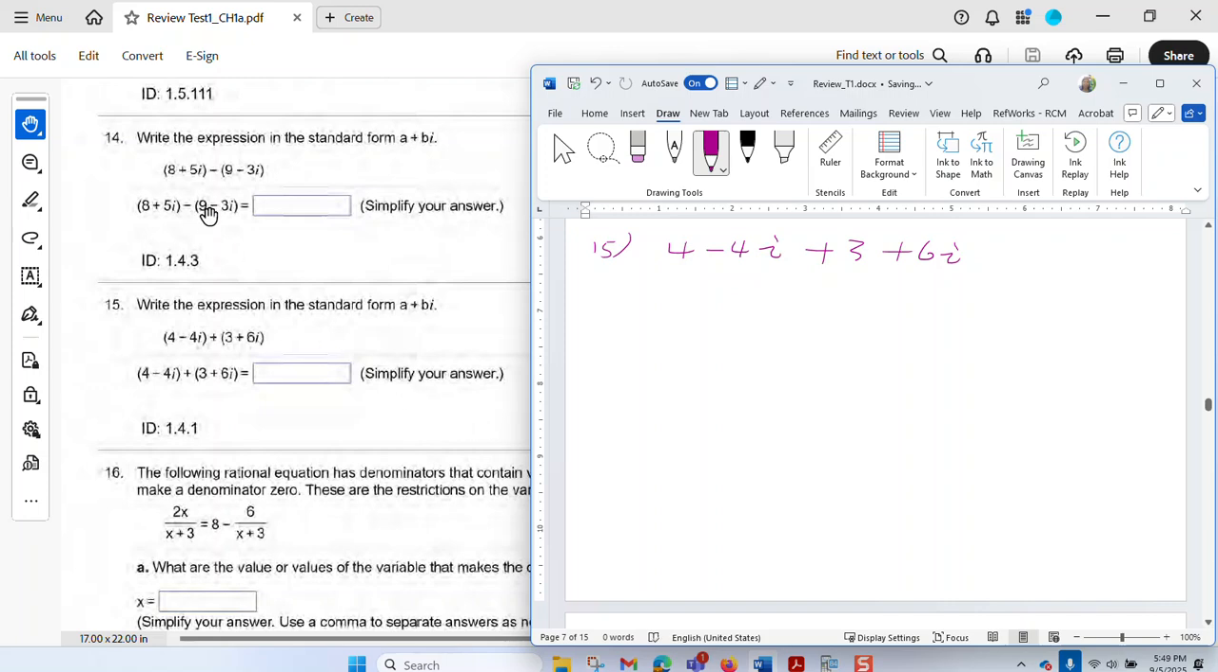Okay, so 4 plus 3 is 7. Negative 4i plus 6i is plus 2i. All right, so that is 7 plus 2i. That's your answer. Okay, so that should be relatively easy. So some of them are easier than the others.